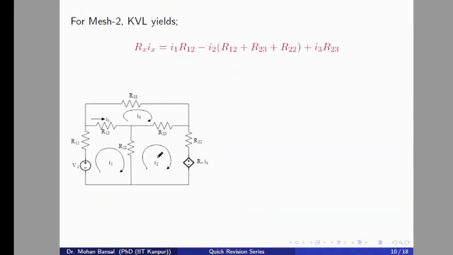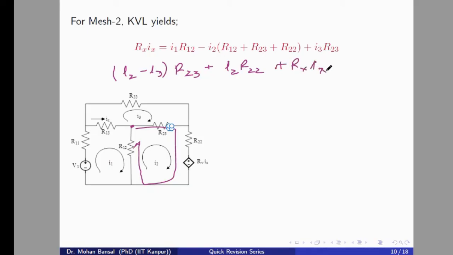In mesh 2, I will write here (I2 minus I3) in this branch. We are starting the mesh from here, moving like this. So (I2 minus I3) into R23 plus I2 into R22 plus Rx Ix plus R12 (I2 minus I1) is equal to 0.